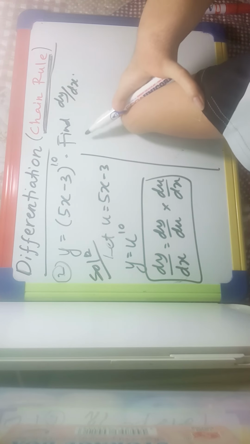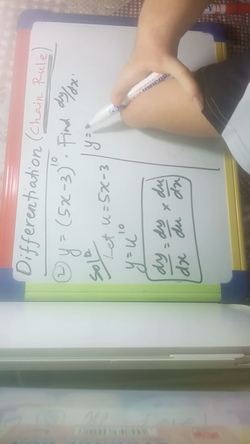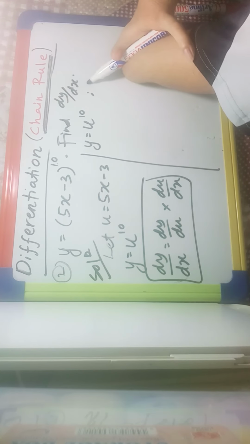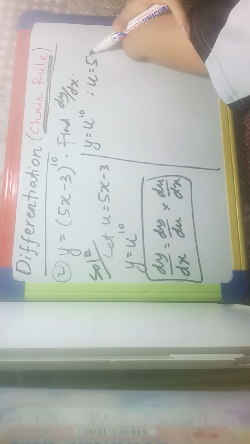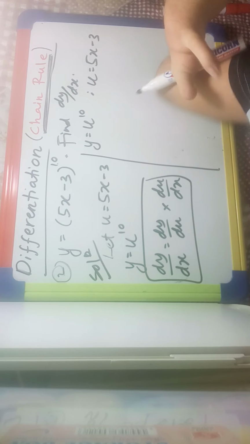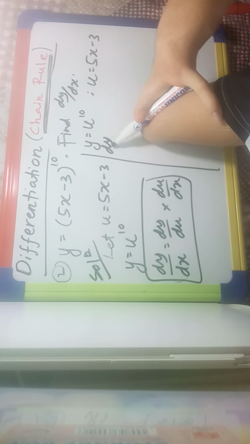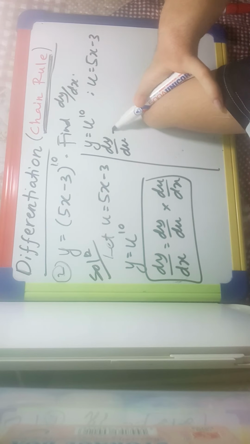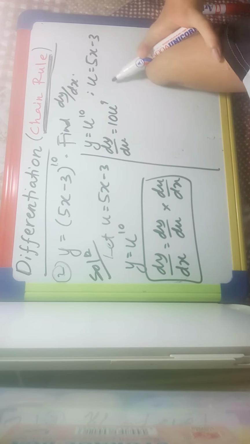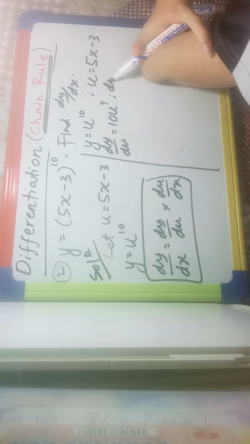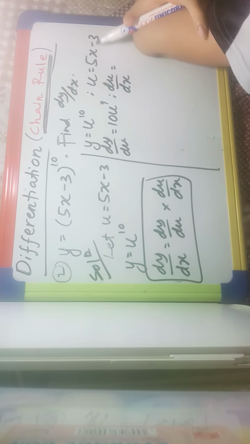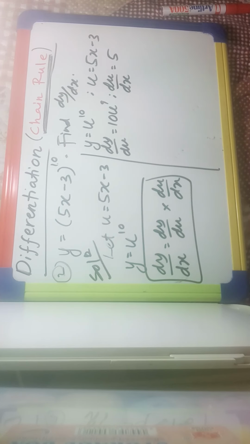So I will write again over here. When y is equal to u to the power of 10, when u is equal to 5x minus 3, differentiate each of them. So dy over du is equal to 10u to the power of 9. How about this? Du over dx is equal to, differentiate 5x minus 3, equal to 5.